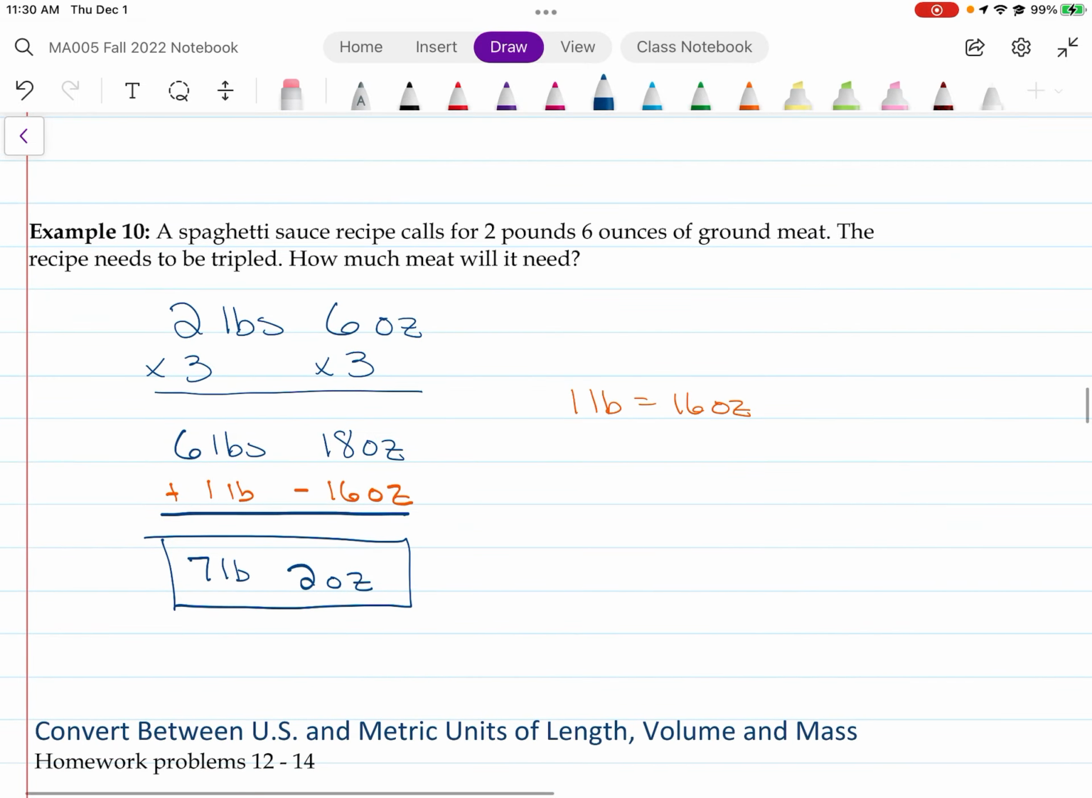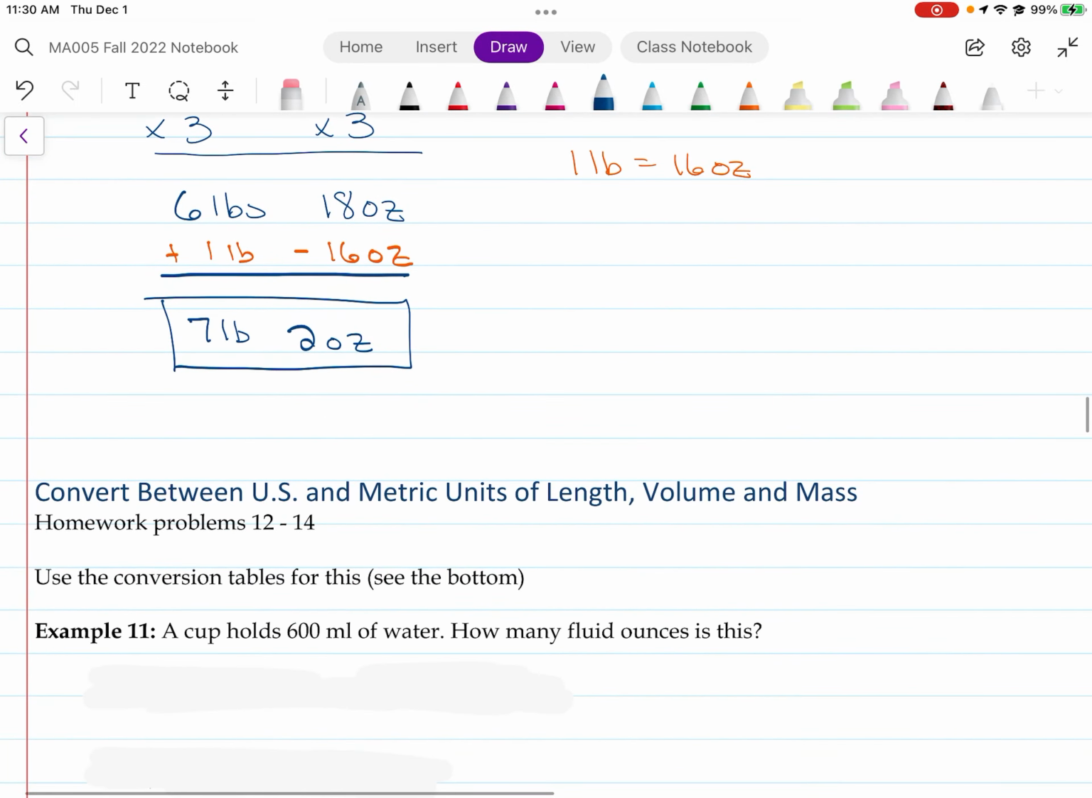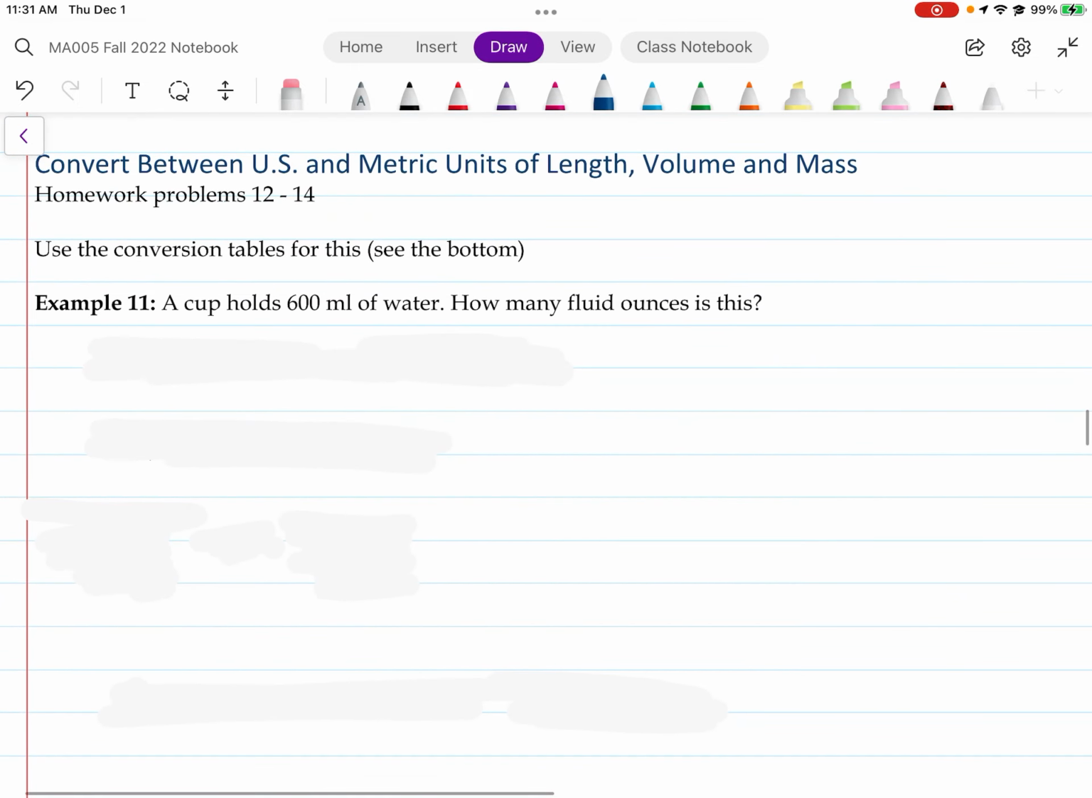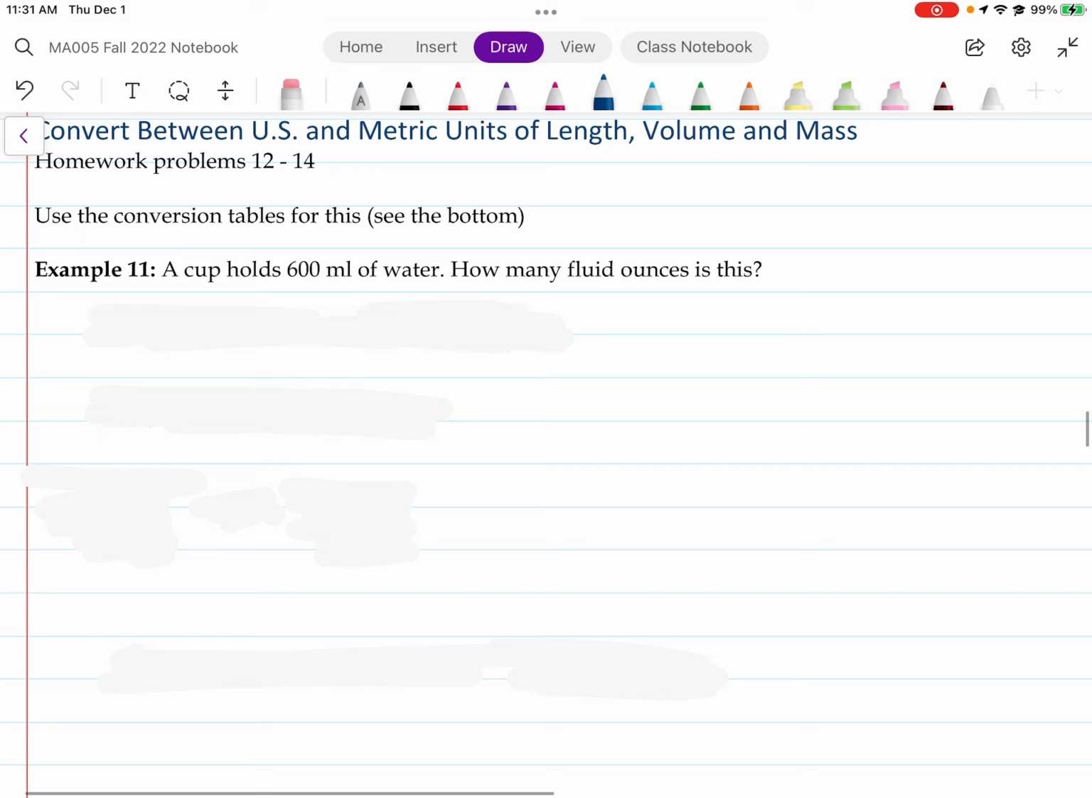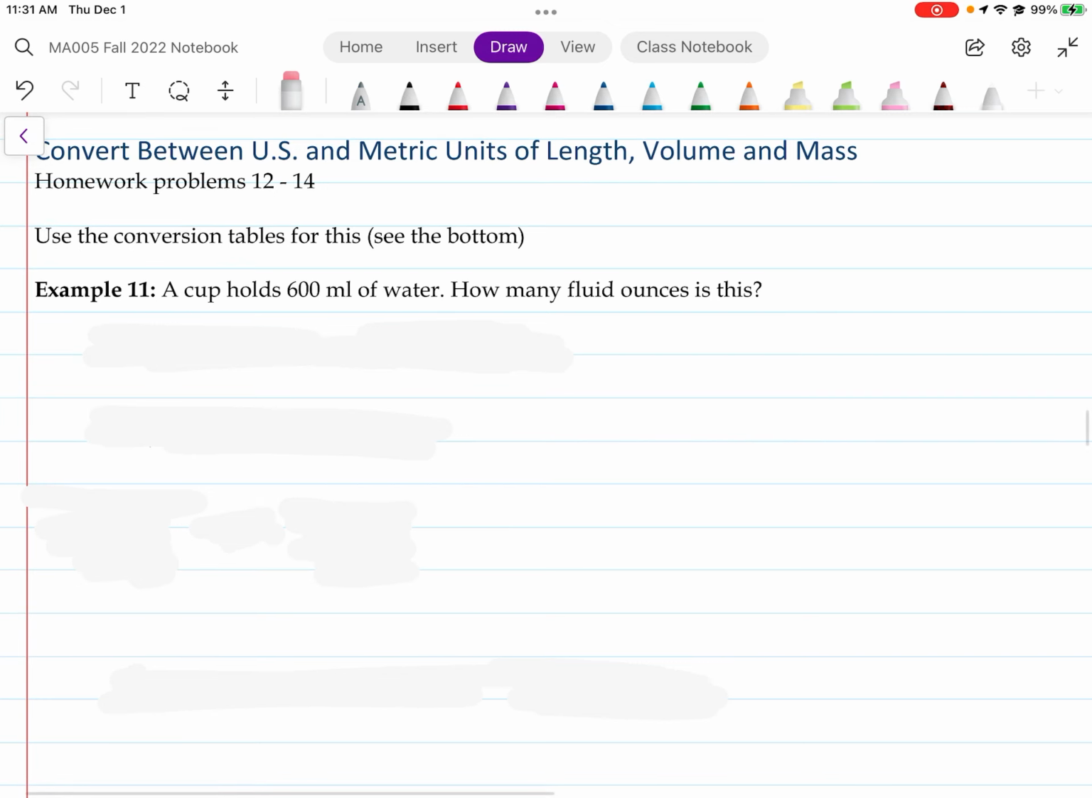Okay, continuing on. Convert between US and metric units of length, volume, and mass. Use the conversion tables for this. So here we go. This is going to be done just like what we did at the beginning. A cup holds 600 milliliters of water. How many fluid ounces is this?